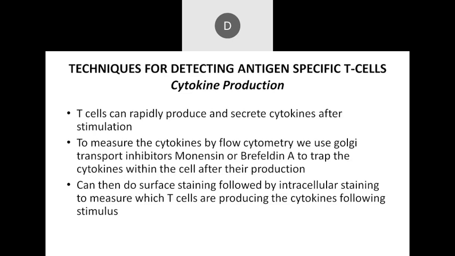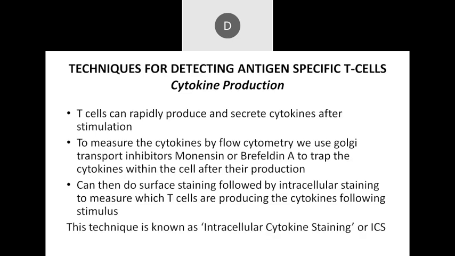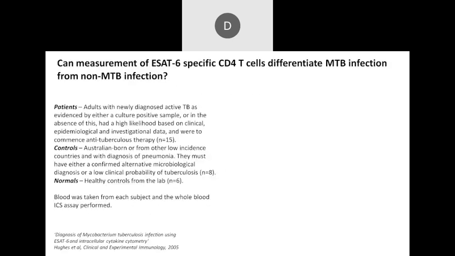And then you do a fix and perm to do the intracellular staining of the cytokines. It's known as intracellular cytokine staining, or ICS. So this is the results from our study. It's back in 2005. We looked at 3 groups of patients at the Monash Medical Centre in Melbourne.